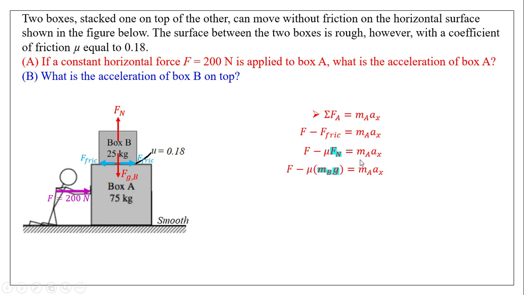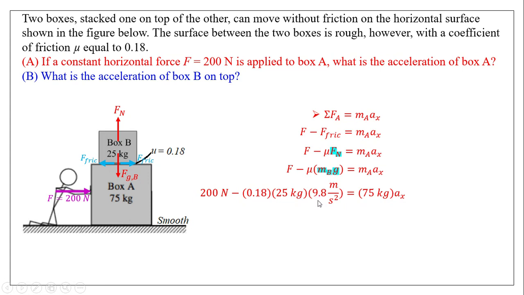So here I just carry my work down. F minus mu k, or excuse me, minus mu, because I don't know if it's moving or not moving, so I can't really use subscript k or s. So I have F minus mu times Fn, but Fn in this particular problem is just the mass of B times the acceleration due to gravity. Okay. Now we can just substitute values in. F in the diagram is 200 newtons. The coefficient of friction is 0.18. Mass B is 25, and then the acceleration due to gravity is 9.8.